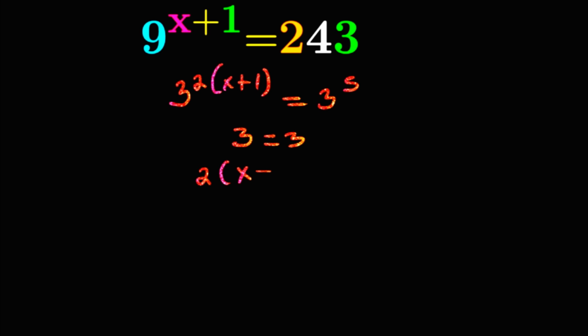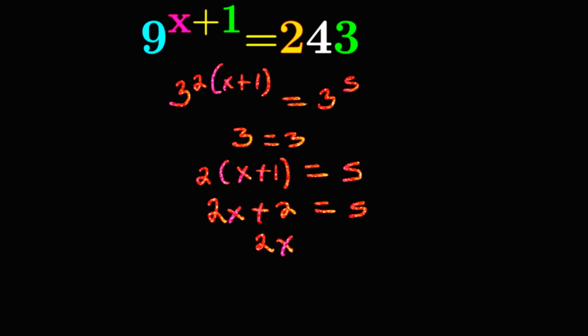So 2 into x plus 1 is equal to 5. So we open the bracket on the left-hand side so that you have 2x plus 2 is equal to 5. Then we can take 2 to the right so that we have 2x is equal to 5 minus 2. So we have 2x is equal to 3. We divide both sides by 2 so that x is equal to 3 over 2.